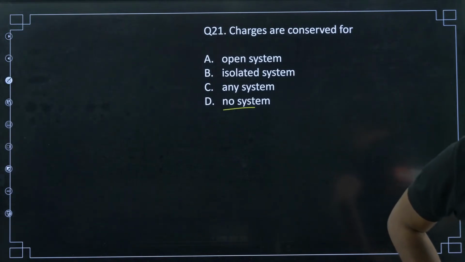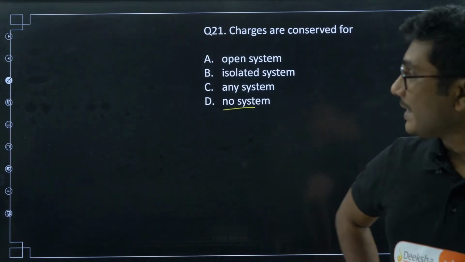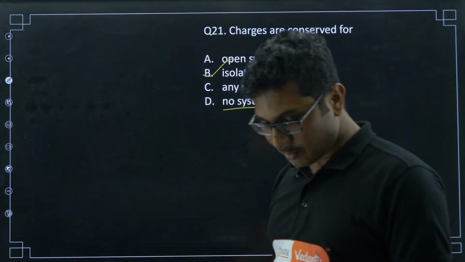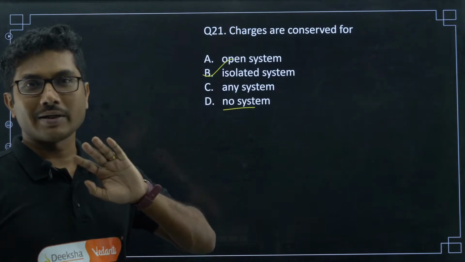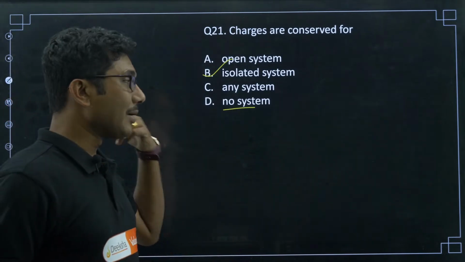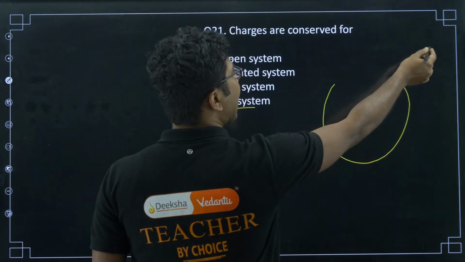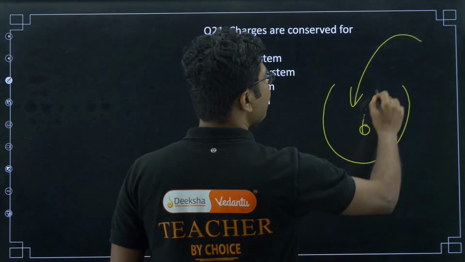Varija already answered 21B, Pratima also answered 21B, yes, 21B is the correct answer. You have to remember that charges are conserved for an isolated system, not for any arbitrary system. If the system is open, I can receive some extra charge from outside, or I can give some charge to the outside.